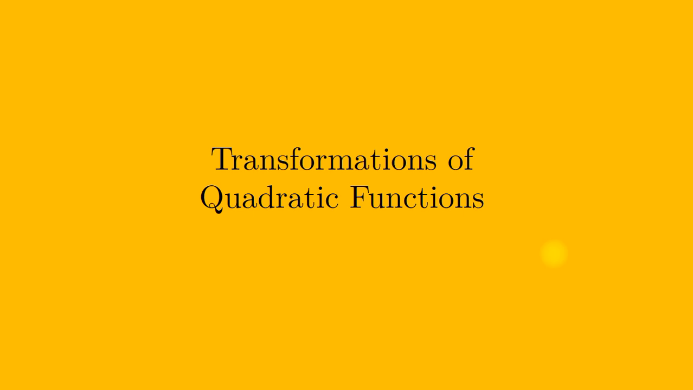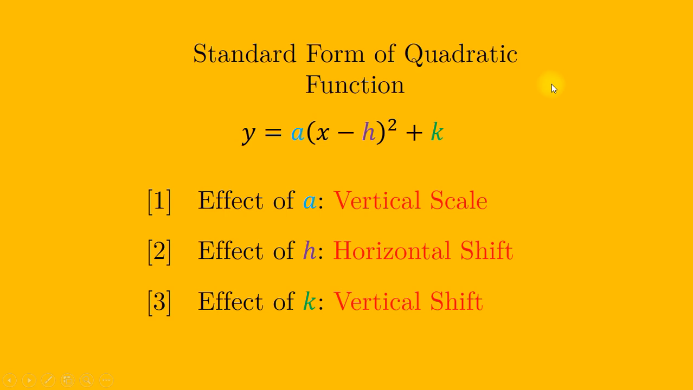Before that, we'll do some review so that we can establish the concepts throughout. So this is the standard form of quadratic function: y equals a quantity x minus h quantity squared plus k. In this video we're going to discuss what happens when we change the values of a, when we vary the values of a. That's what we call vertical scaling.